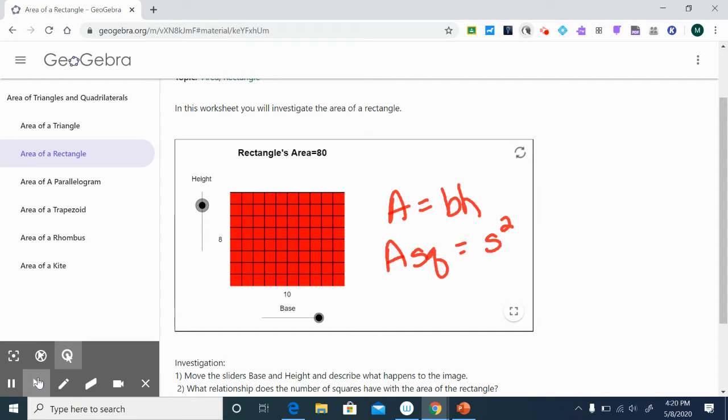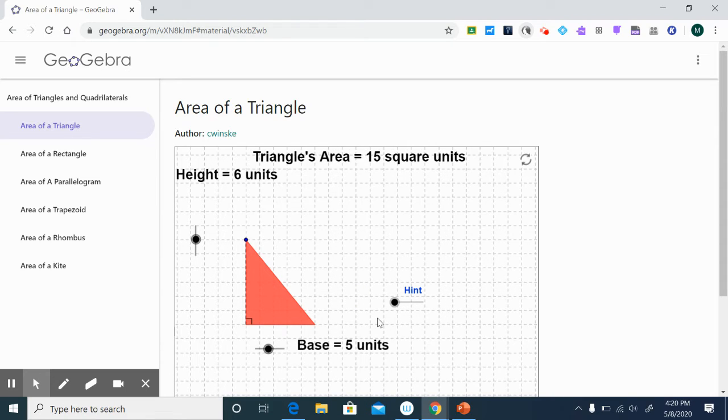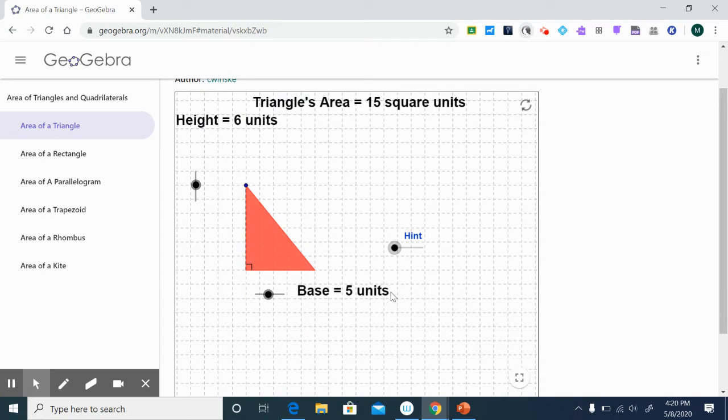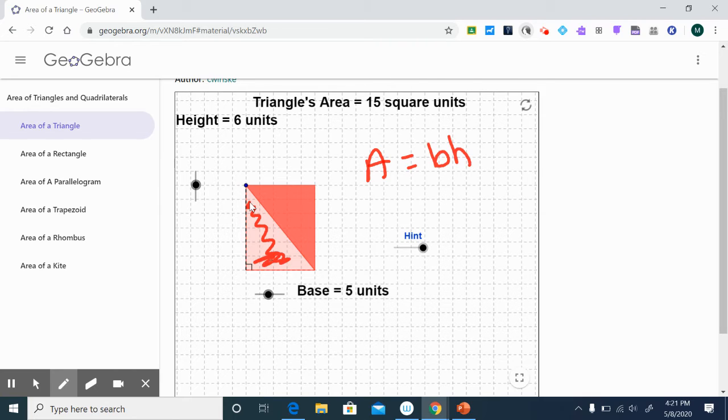So let's look at the area of a triangle and see how it is related to the area of a rectangle. So we have our triangle. If I scroll this hint, you'll notice that we create a rectangle. Since the rectangle's area is base times height, the triangle, this part of it, is only half of it. So the area of a triangle is just 1/2 base times height.